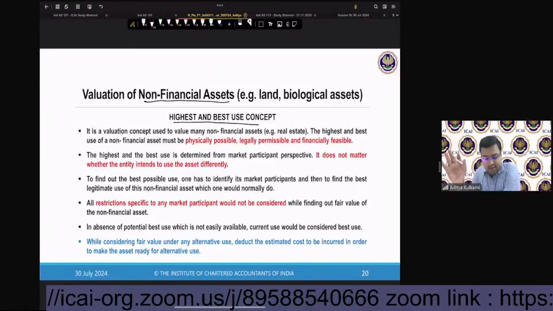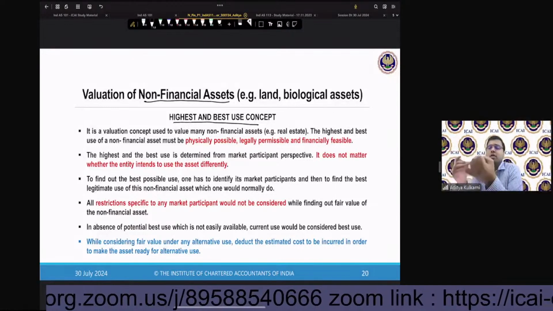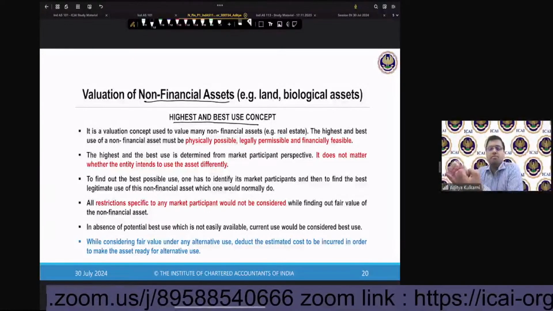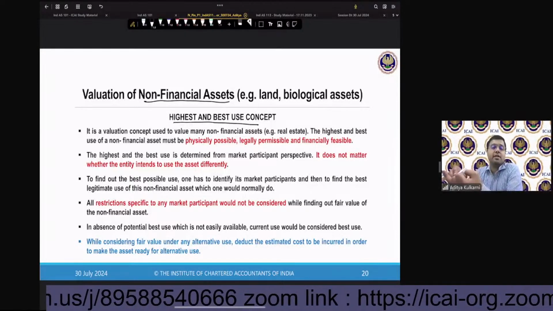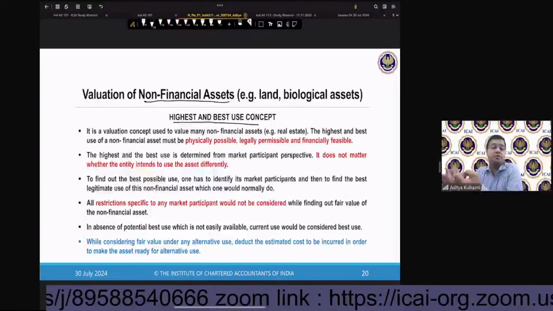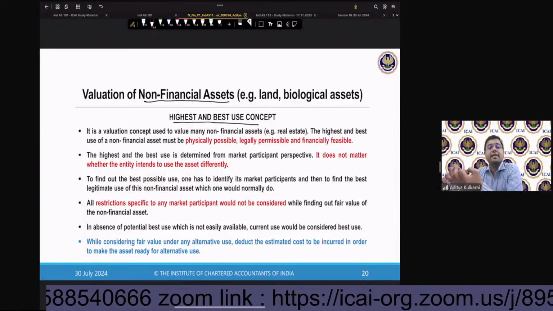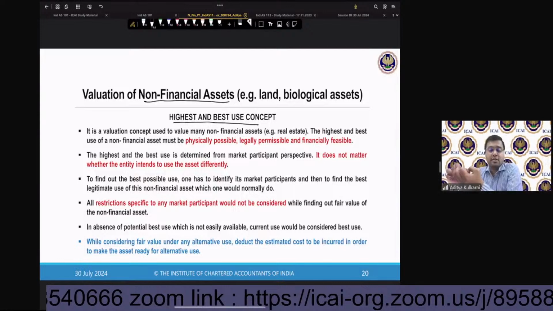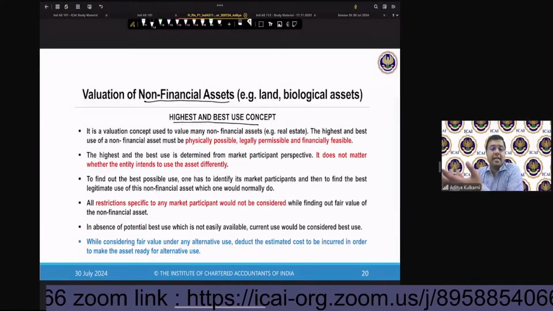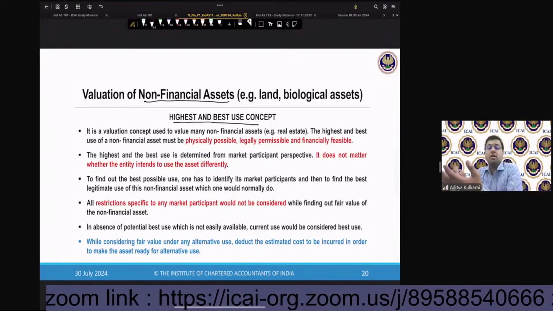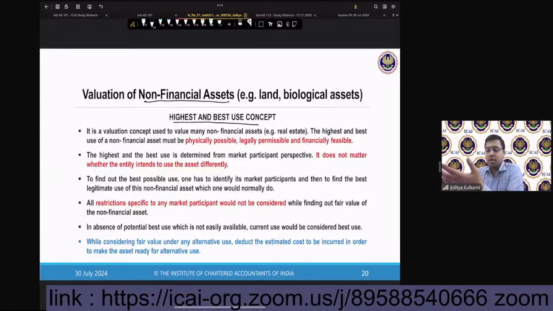But for non-financial assets, suppose you have a plot of land. What can you do? Number one, you can leave it idle. Number two, you can put it out as a parking space. Number three, you can construct your office on it. Number four, you can give it to a developer and get some flats and shops, and he can make the building for his profit. Number five, you can set up a resort on it. Number six, it could be used as an amusement park if it is big enough.